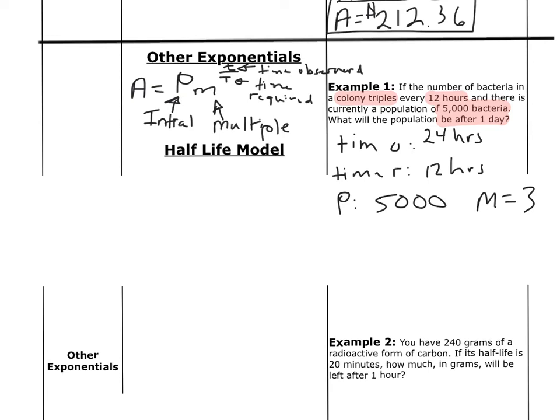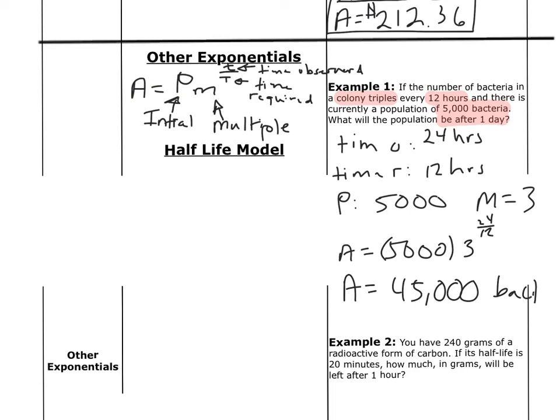So looking at this right here, you would have A is equal to 5,000 times 3, because now it's a multiplier, and that's going to be to the power of 24 over 12. And you plug this into your calculator. Use the caret symbol to put in the 24 over 12. That's that rational exponent stuff. And so you have A is equal to 45,000 bacteria.